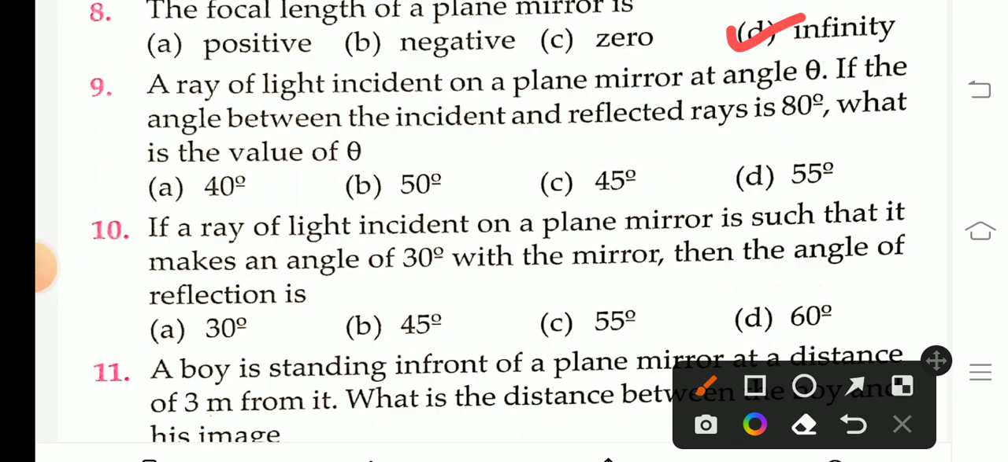Next, a ray of light incident on a plane mirror at angle theta. If the angle between the incident and reflected rays is 80 degree, what is the value of theta? Right answer option A, 40 degree. Next, if a ray of light incident on a plane mirror is such that it makes an angle of 30 degree with the mirror, then the angle of reflection is... Right answer option D, 60 degree.